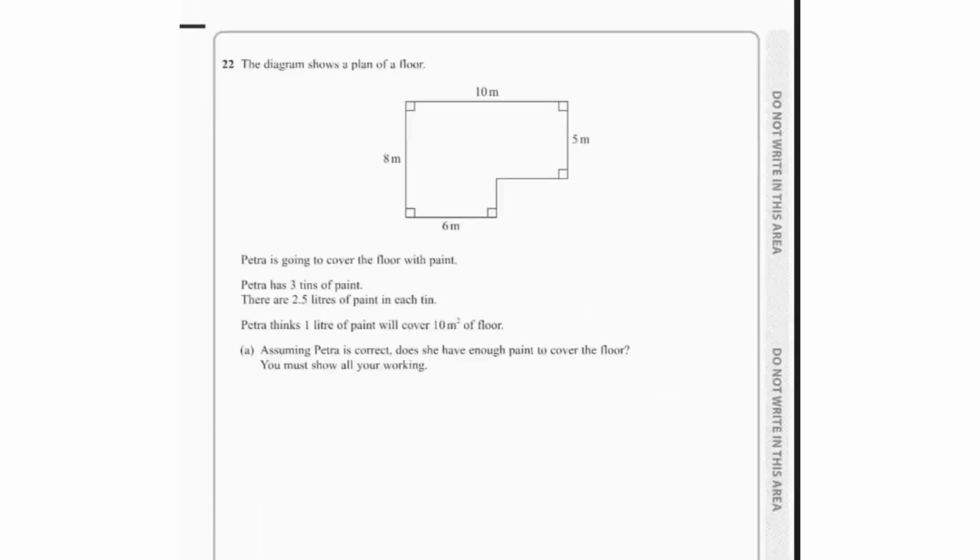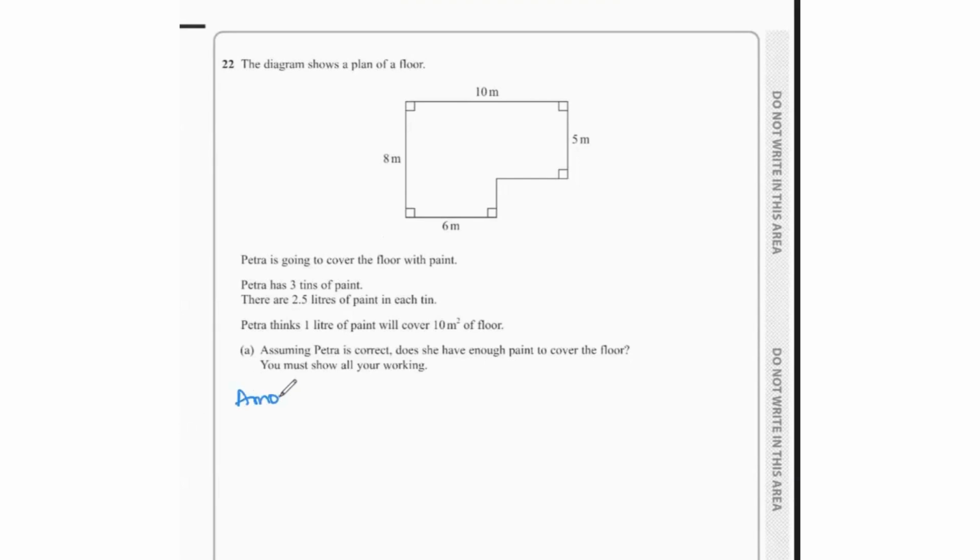Then question 22 says, the diagram shows a plan of a floor. Petra is going to cover the floor with paint. Petra has 3 tins of paint. There are 2.5 liters of paint in each tin. Petra thinks 1 liter of paint will cover 10 meters square of floor. Assuming Petra is correct, does she have enough paint to cover the floor? You must show all your working. So there are 2.5 liters of paint in each tin, and she has 3 tins. So let's first find how much paint she has.